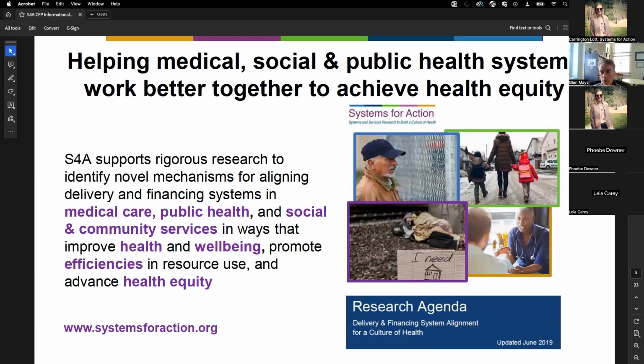So the Systems for Action Research Program was a signature research program created by the Robert Wood Johnson Foundation back in 2015. And it was one of the research programs created to help the foundation build evidence toward their culture of action framework.